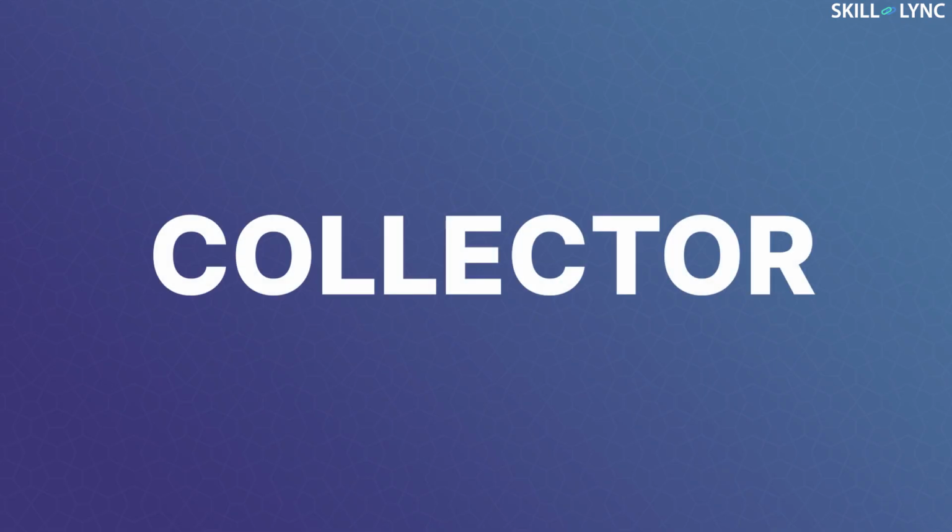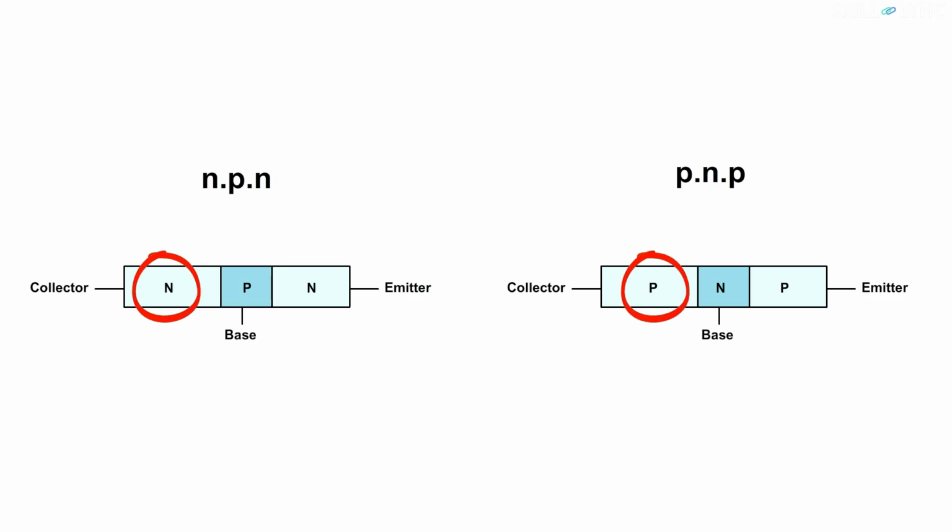Finally, we have the collector. The collector region attracts the charge carriers. In case of a PNP transistor, the current flows from the emitter to collector and then out from the collector. This region is moderately doped and the size of the collector is slightly larger than the emitter. This is to allow the collector to dissipate heat so that the transistor doesn't burn out.